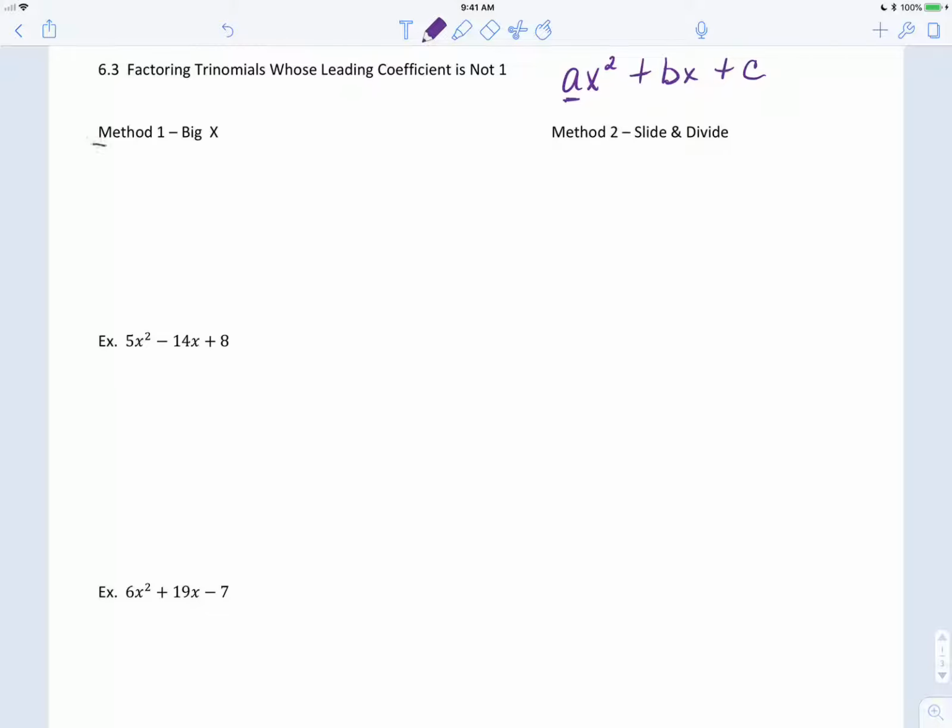So our first method, just remember this format, ax squared plus bx plus c. If you've got something like 3x squared minus 7x plus 10, 3 is your a term, negative 7 is your b term, and your c term is 10. So whatever's in front of each one of those variables, a, b, and c.